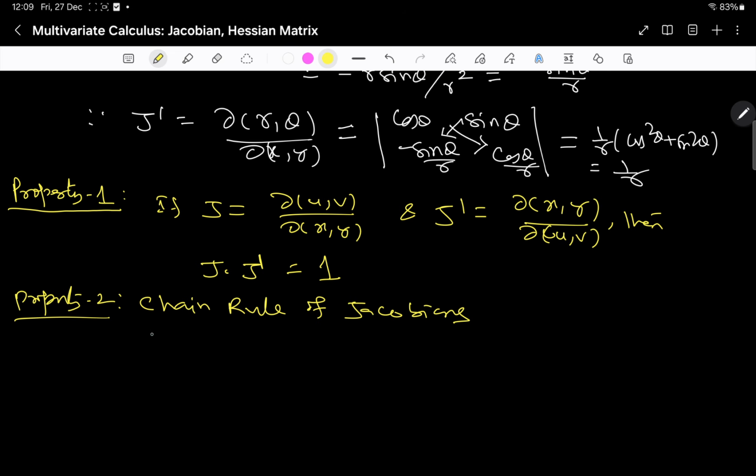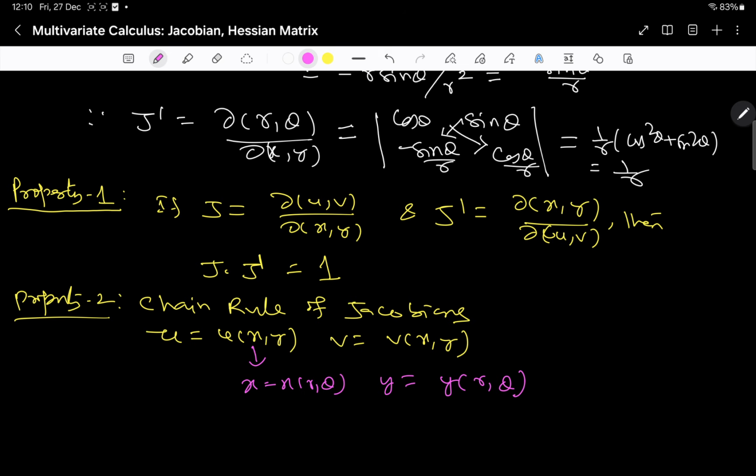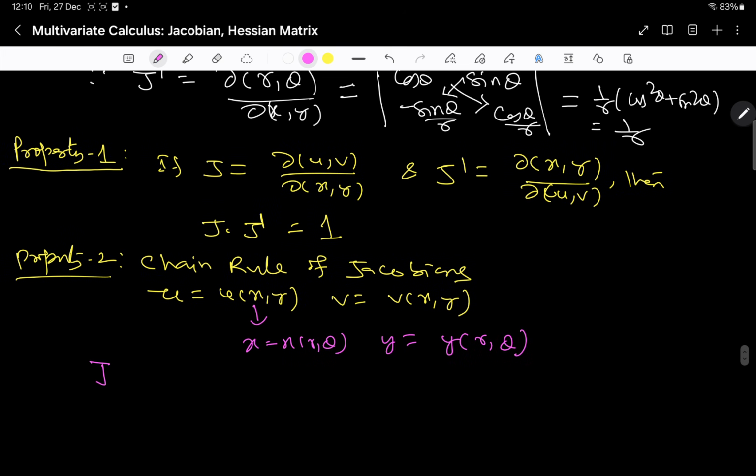Suppose u is a function of x and y, and v is a function of x and y. Again, x is a function of r and theta, and y is a function of r and theta. Then what will be our Jacobian, the Jacobian of u, v with respect to r, theta? It will be, you see, we are moving to r and theta via x and via y.